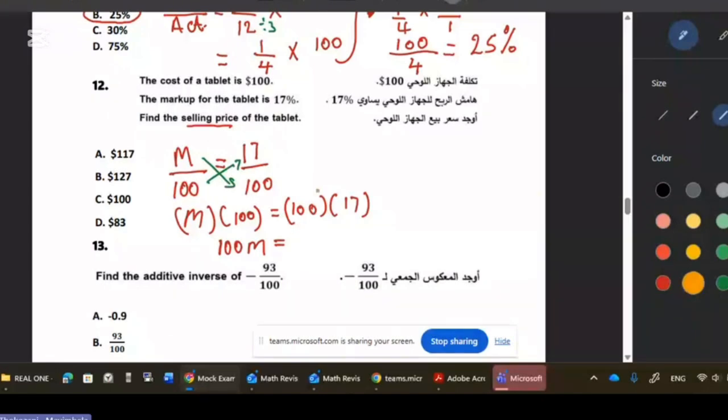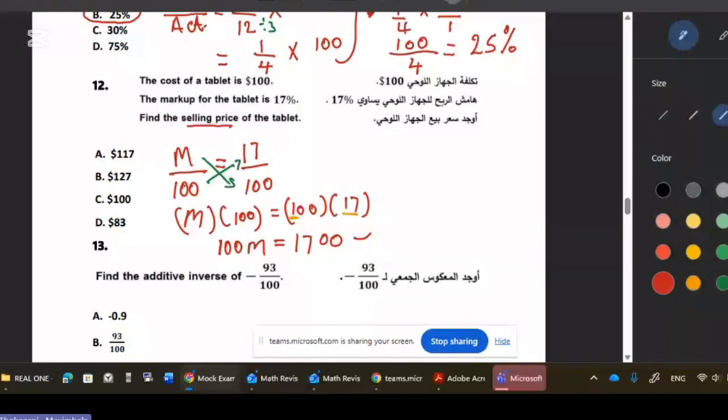Now, we have to look at the numbers, right? What number do we have here? 1. And here we have 17. What is 1 times 17? 17. The answer is 17. How many zeros can we see here? 2. And then we put the zeros there. 1,700. So the answer is 1,700, but this is not the final answer.